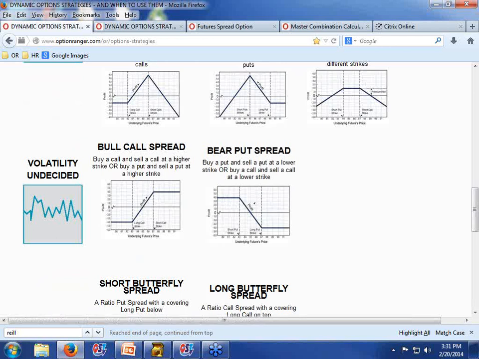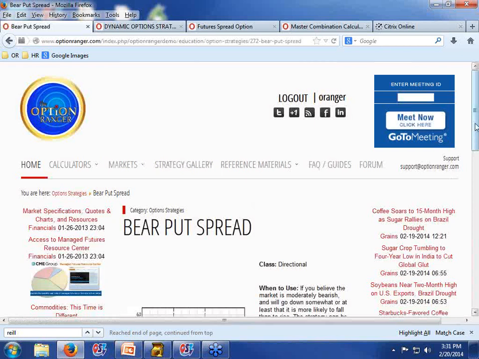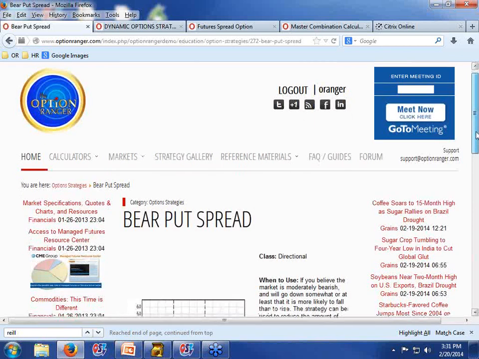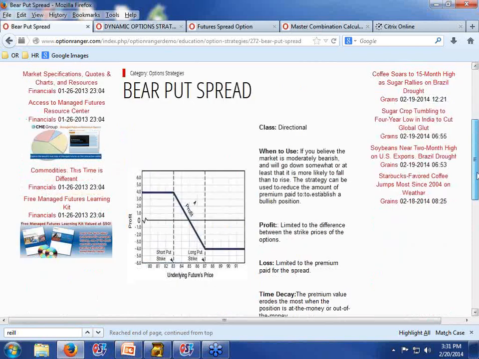The bear put strategy consists of buying a put and selling a put at a lower strike, or there's also buying a call and selling a call at a lower price. Specifically today, we are going to look at a bear put spread, and in this case, we're strictly using puts, not calls. When you go through the strategy gallery and you click on a strategy with a volatility outlook, you're going to go to the specifics of the trade.